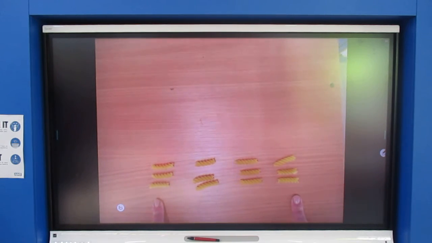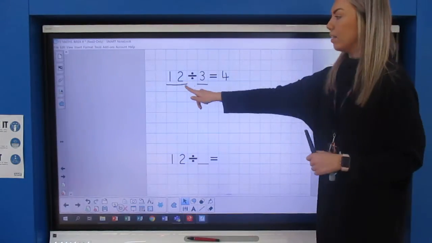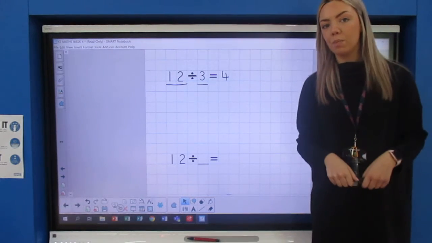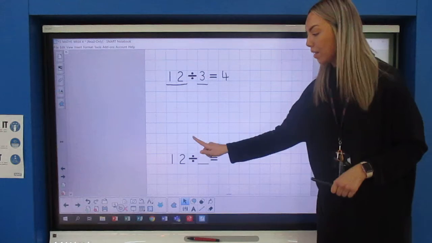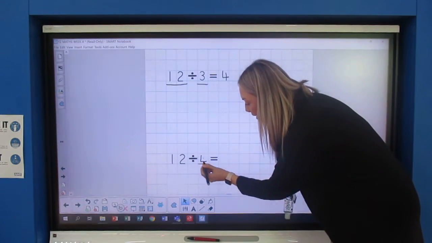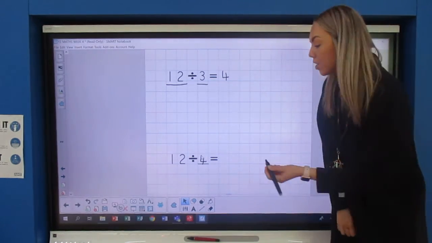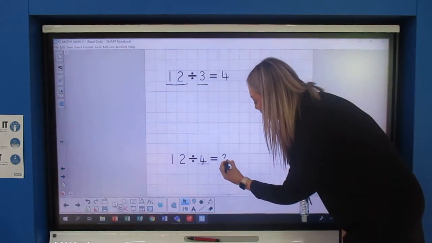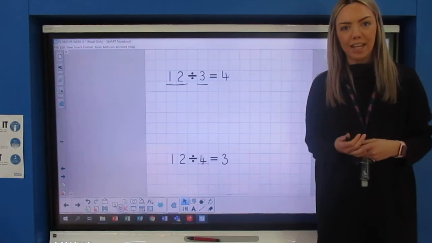Have you got the same with your counters at home? Brilliant. So we have just solved another sum. So we know that 12 can be divided into 3 groups because we've just done that. But we've also just found out that 12 can be divided into 4 groups. And if it's divided into 4 groups, our answer was 3. You are right. Because there were 3 in each group and each group had the same.